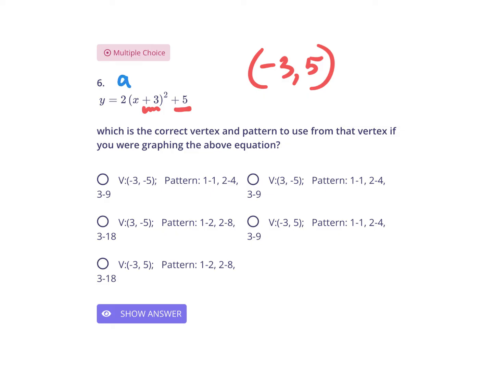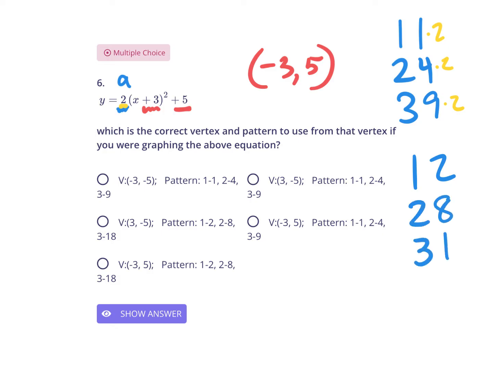That depends on your a value. The a value is 2. So we know we cannot use the 1, 1, 2, 4, 3, 9 pattern. We actually need to modify according to this new a value of 2. So I need to multiply the outputs by 2. So what is my new pattern? It's 1, 2, 2, 8, 3, 18.